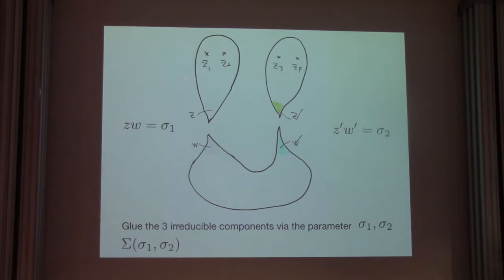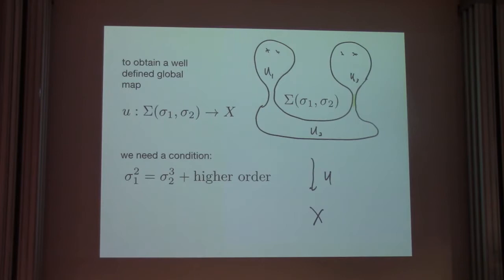That is the reason why in the stable map compactification, this appears in conventional form. So it means that if you glue these three irreducible components by these parameters, let me call this sigma, sigma 1, sigma 2. But then the story here is a bit more interesting. You have this glued Riemann surface, sigma, sigma 1, sigma 2. It's actually again a sphere. And you have a holomorphic map here, here, and here, and you want to know whether you can glue these three holomorphic maps to get one holomorphic map from this S2. And you have some conditions. It is not free, you can't just do it.